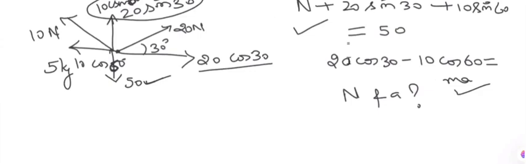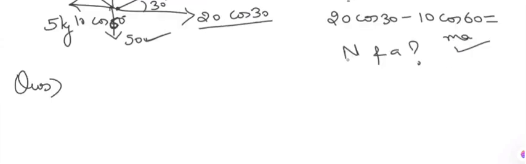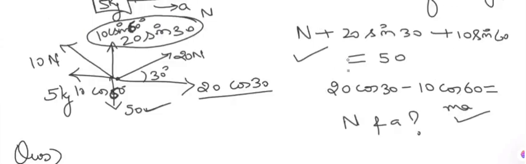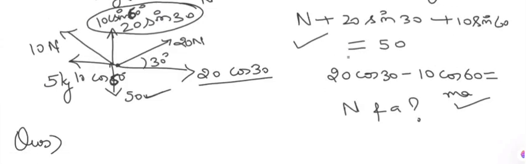Or do you want 2 minutes? I'm getting this as minus 5 plus N equals to 12.32. Which N will be equals to 12.3. 12.3, ma'am. Okay. I have written normal force 12.3. Correct.